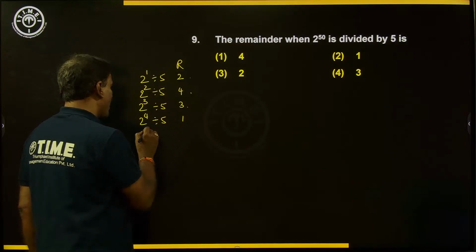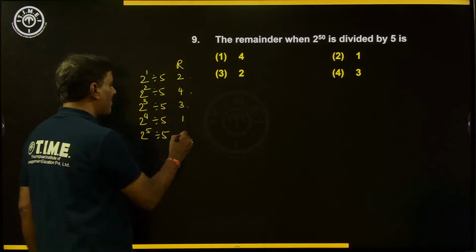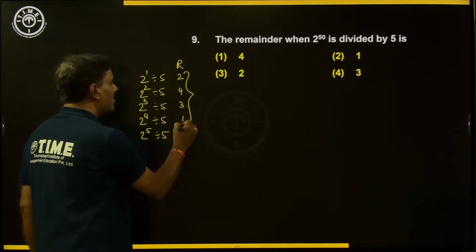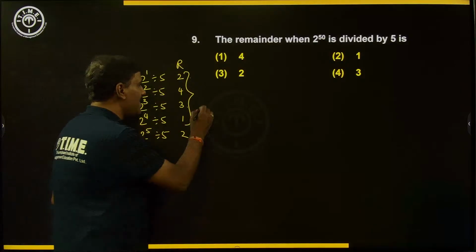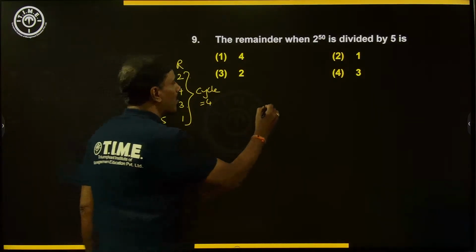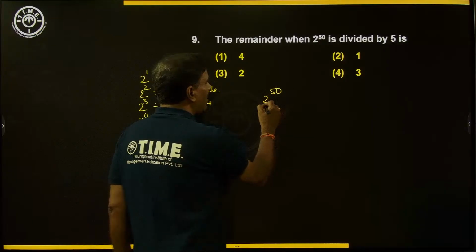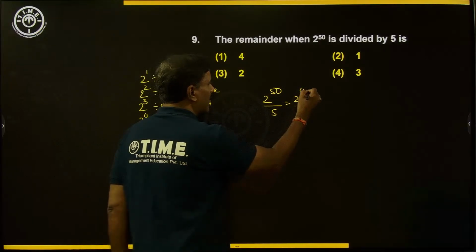2 power 5 onwards will be having 32. 32 if you divide by 5, remainder will be 2. Repetition started here. So what we can say, cyclicity for remainders is 4. Right. So what we need to know, 2 power 50 divided by 5: 4 is the cycle, 4 12s are 48.